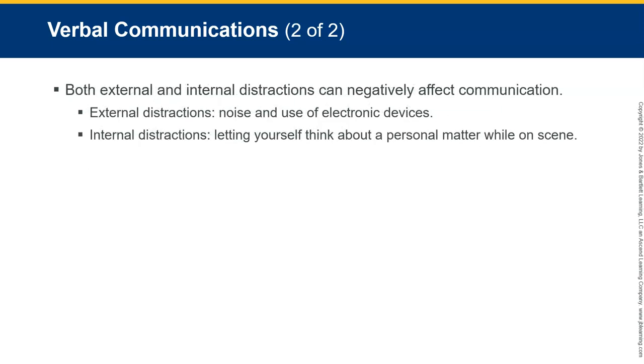Both external and internal distractions can negatively affect communication. When you're on a bad scene, it's very easy to get your communications distracted because of loud noises, things that you're seeing with your eyes, emotions that you're feeling, all of that. So internal and external can certainly affect that. Noise, other use of electronic devices, all of that can certainly constitute external distractions. And then internal, such as letting yourself think about a personal matter while on a scene. We want to leave all that stuff back at the station. You can't be doing that. You can't bring that junk with you, whatever it is, because it can affect you in a negative way.